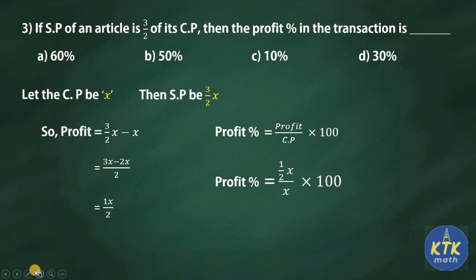Now in this case it's a very simple one. You can cancel x and x, then cancel 2 with 100. So half of 100, we know, is 50. Therefore your answer is 50 percentage. So the answer for the third question is 50 percentage. Now we'll move on to the next question.